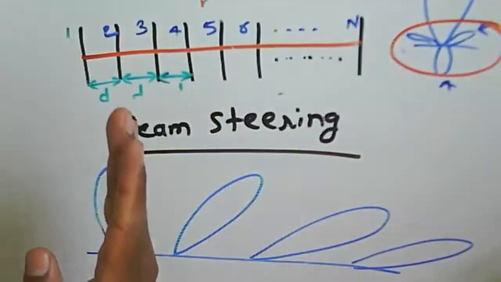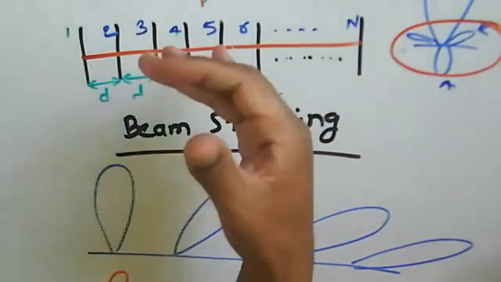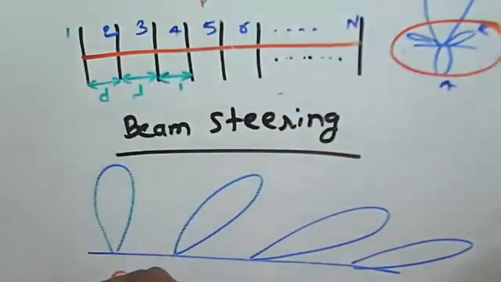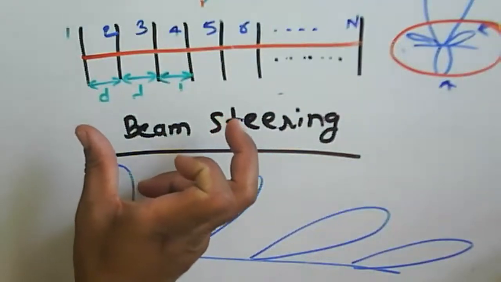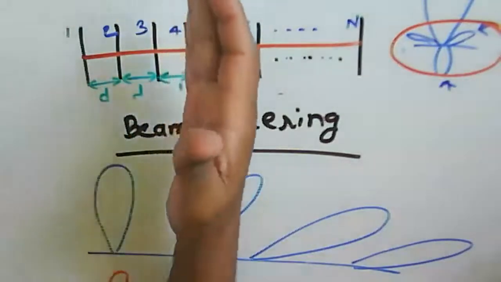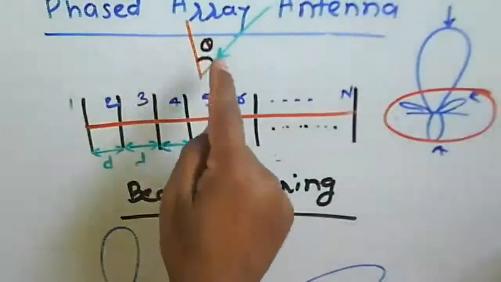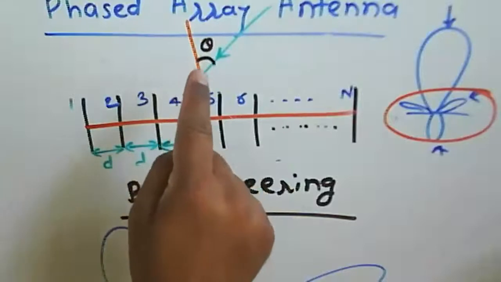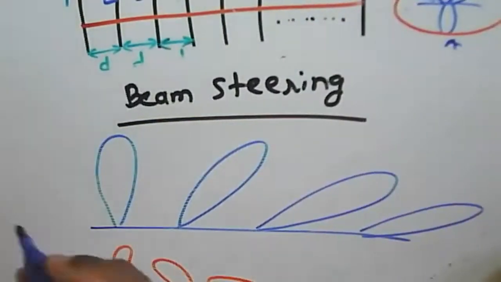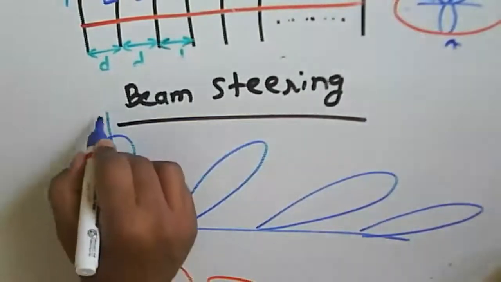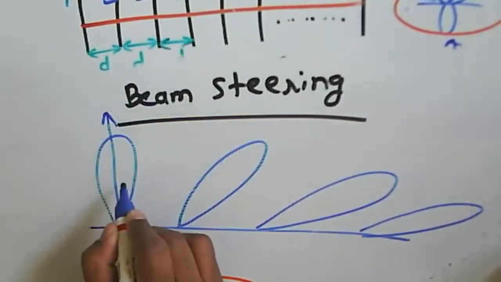Then the radiation pattern we are getting from this antenna will be a broadside, which means it will be perpendicular. In that case, theta will be 0. So this one is about the case here. In that case, theta is equal to 0.